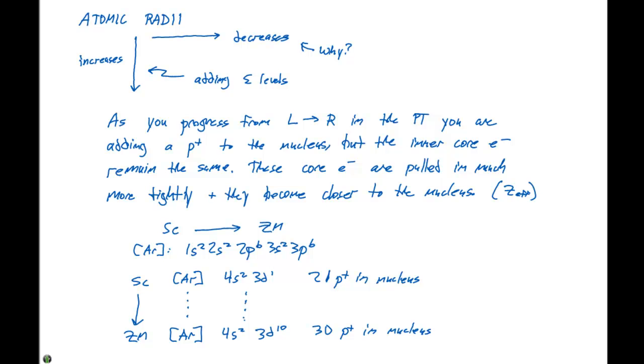So these 30 protons are acting on the same number of electrons in the inner core electrons of our argon core, versus the 21 protons that are acting on the argon noble gas core. So as we progress from 21 protons to 30 protons, the effective nuclear charge increases. And as a result, when we move from left to right in the periodic table, the general trend that we see in atomic radii is that the atomic radii decreases.